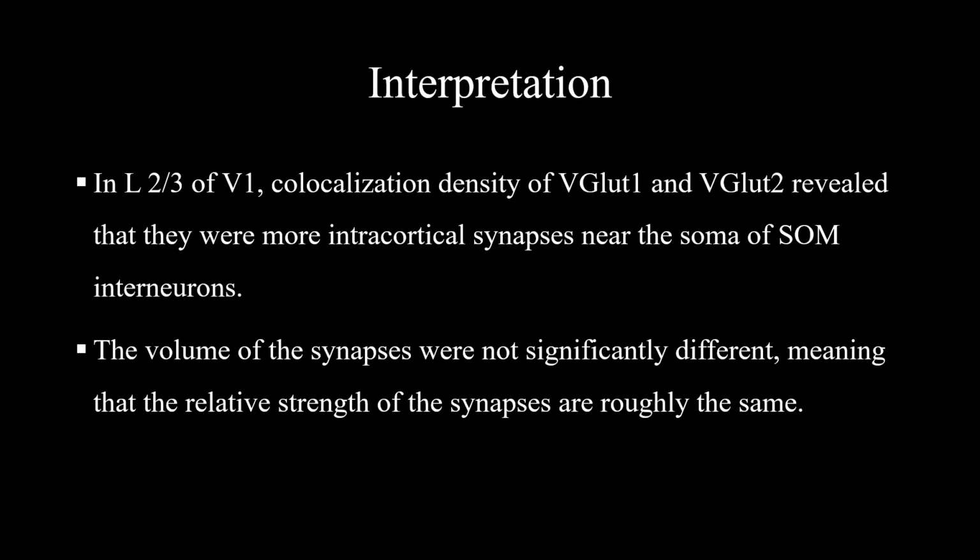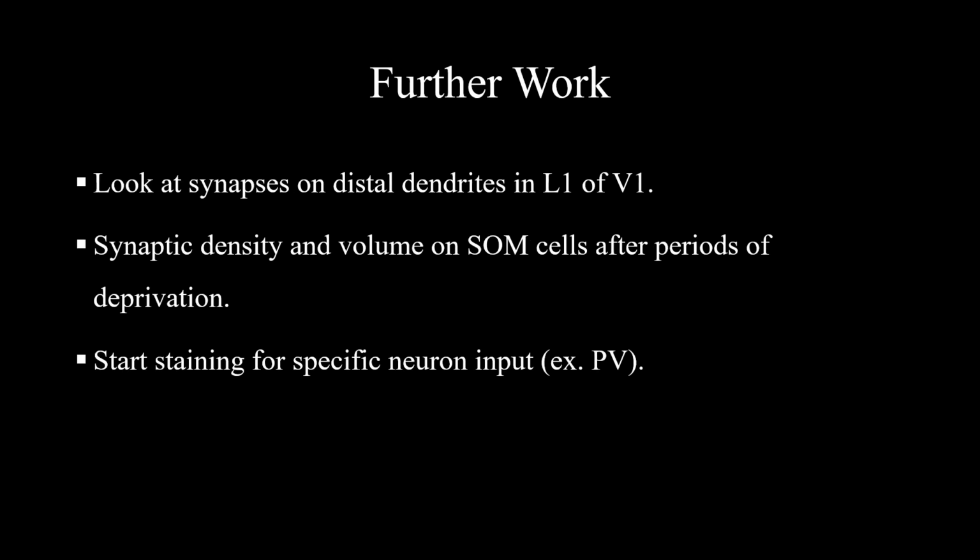In layers 2 and 3 of visual cortex, colocalization density, basically points that we identified to be a synapse, of VGLU1 and VGLU2 revealed that there were more intracortical synapses near the soma of SOM interneurons, basically meaning that there are more synapses that we found that come from within the visual cortex than from outside with the thalamocortical synapses. The volume of the synapses, however, were not significantly different, meaning that the relative strength of these synapses are roughly the same.